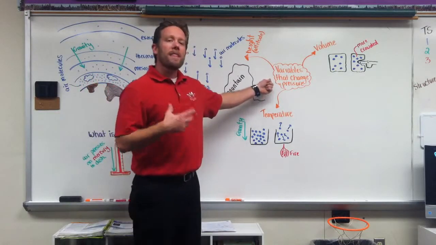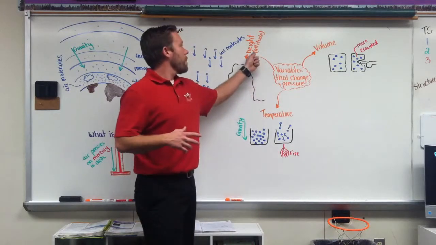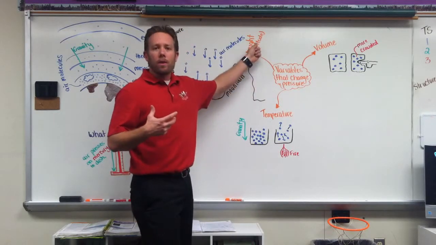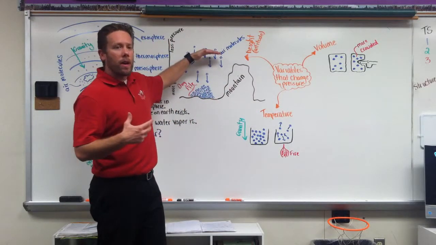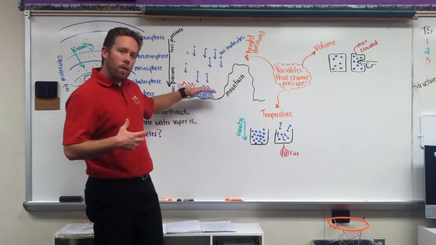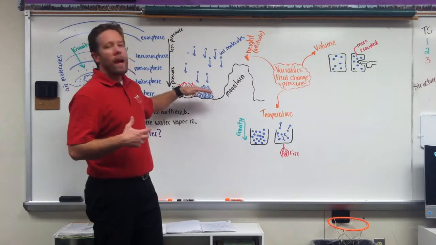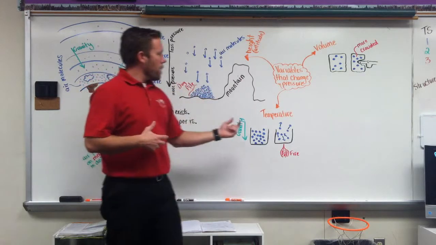But that's an idea of how air pressure works. Here are some of the variables that can change air pressure. We already talked about one: height, or altitude. The higher you are, the less air pressure you're going to feel. The closer you are down towards sea level or the bottom, the more air pressure you are going to feel. What are some other ones?